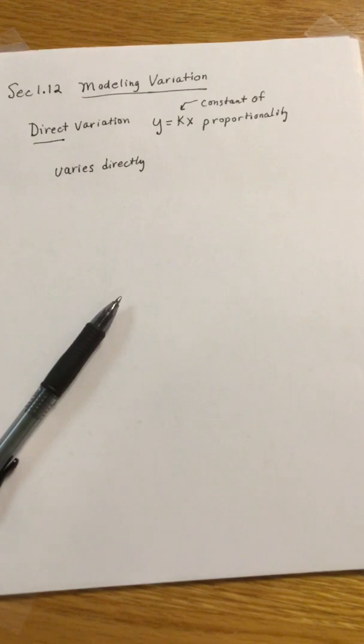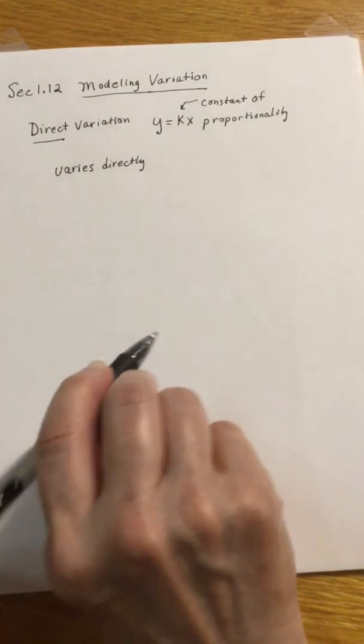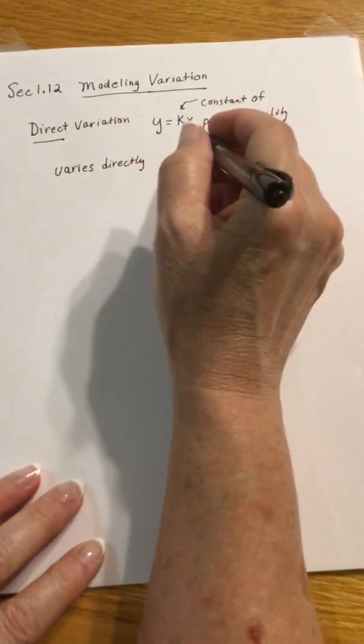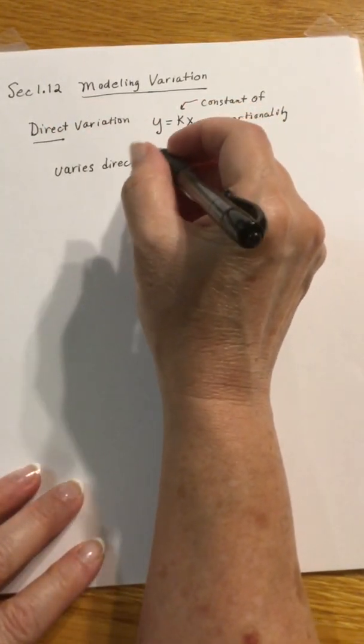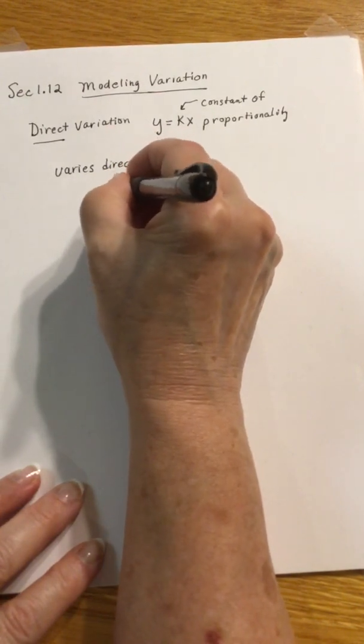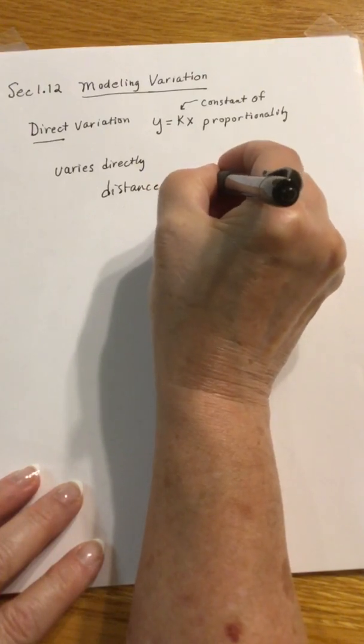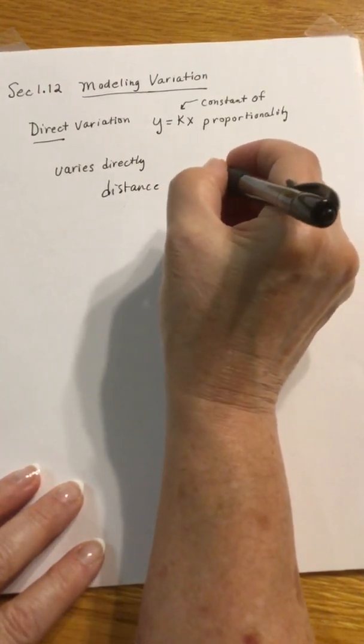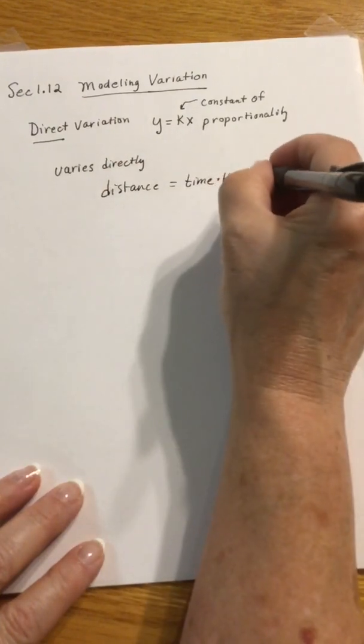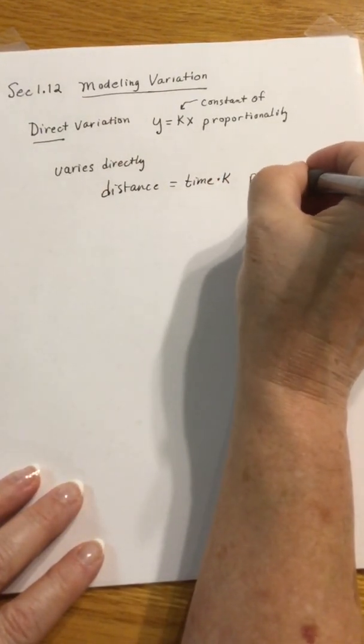So we're looking at direct variation. It says distance between you and the storm varies directly as the time interval between the lightning and the thunder. Okay, so the first thing we're going to look at is direct variation, y equals kx. So ours is distance equals time times k. This is on page 123, example number 1.